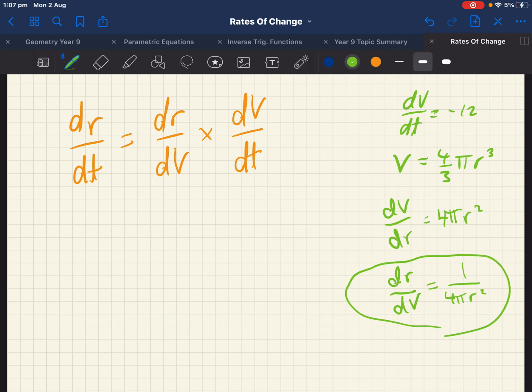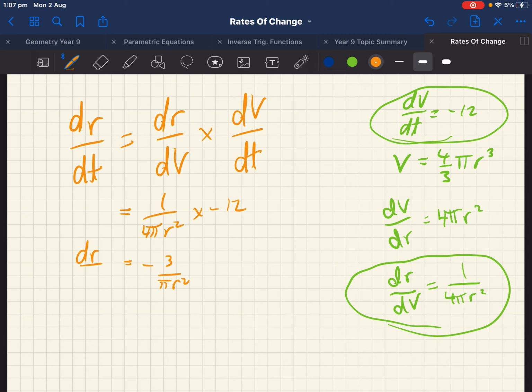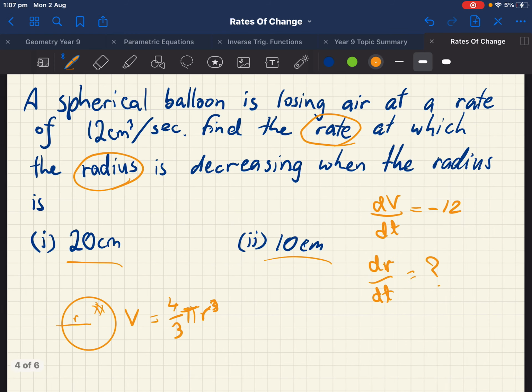So we have dr/dV, we have dV/dt, so now we can go ahead with our chain rule. dr/dV is just going to be 1 over 4 pi r squared. dV/dt is equal to a negative 12. So you end up with the situation where you get negative 3 over pi r squared. This will be the rate at which the radius is changing at any particular time.